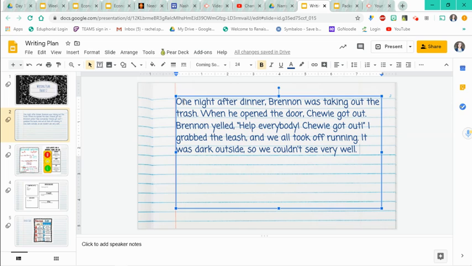Okay, now remember, a good writer always goes back and rereads what they wrote. I'm going to kind of stop and do that. One night after dinner, Brennan was taking out the trash. When he opened the door, Chewy got out. Brennan yelled, "Help, everybody. Chewy got out." I grabbed the leash, and we all took off running. It was dark outside, so we couldn't see very well. Okay, so I've got my strong introduction, and now I'm telling the events in order.